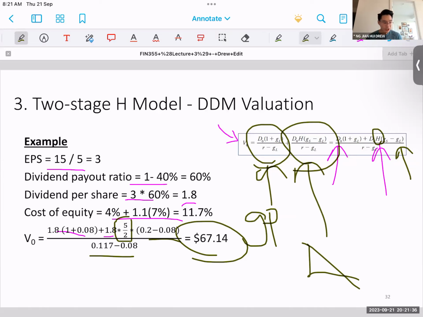All right, any questions regarding this example that we have here? Probably a broken record, but remember, H is half the number of years of the supernormal growth, right? So it's 5 divided by 2.